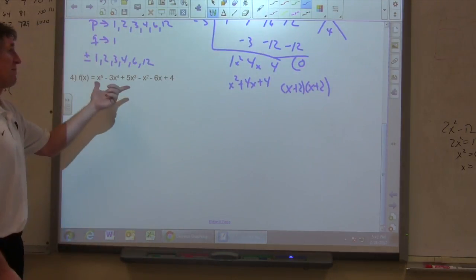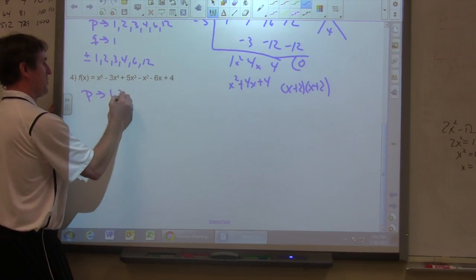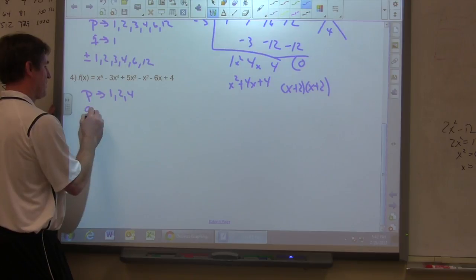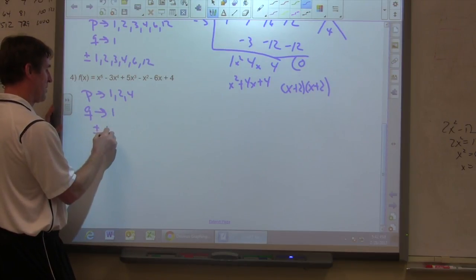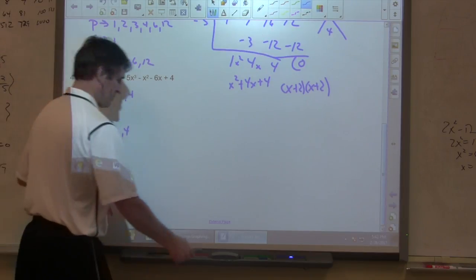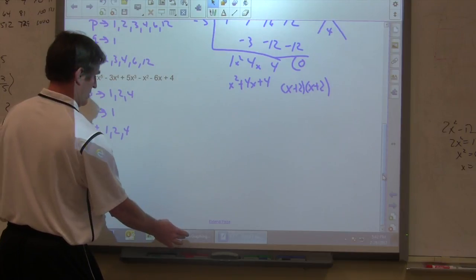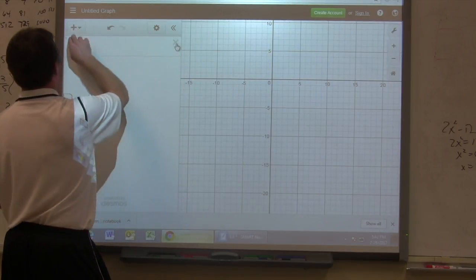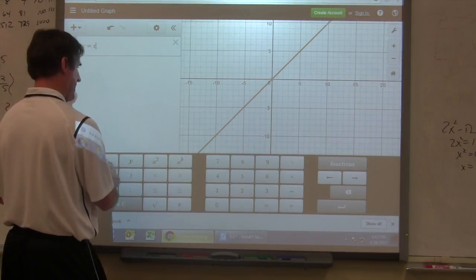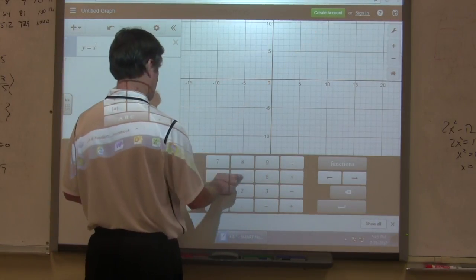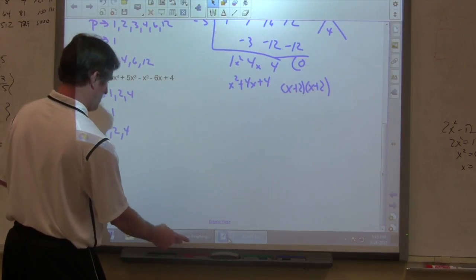So if we go to the next one. Now in this one you should have gotten 5 answers. Our factors of p are 1, 2, and 4. And our factors of q are 1. So we have plus or minus 1, 2, and 4. So we're going to go to the graphing calculator. Y equals x to the 5th, and then it was minus 3 plus 5.